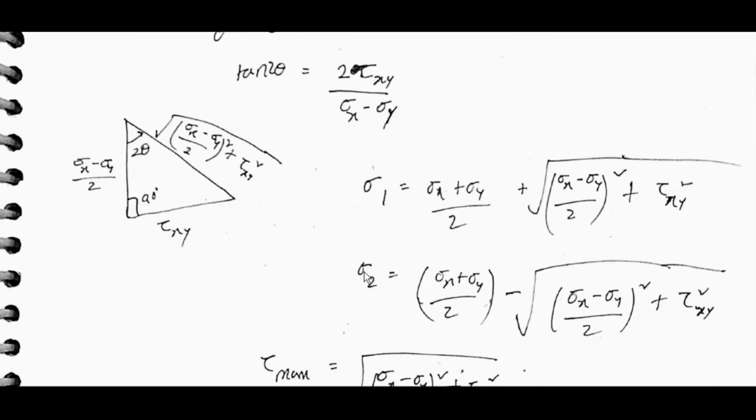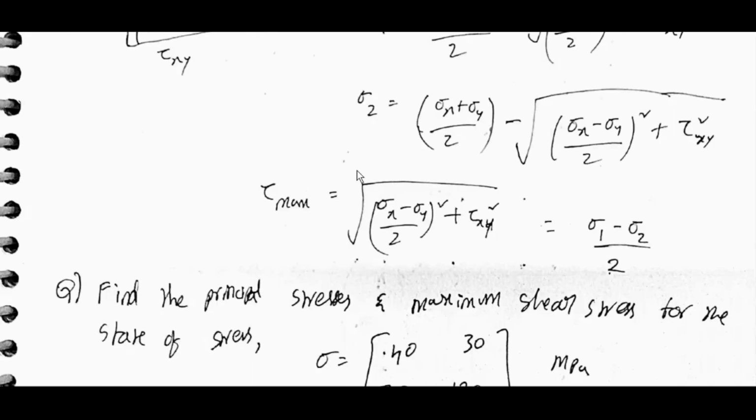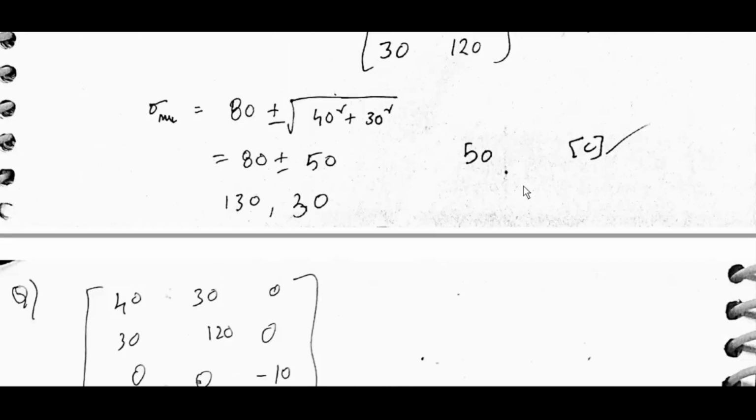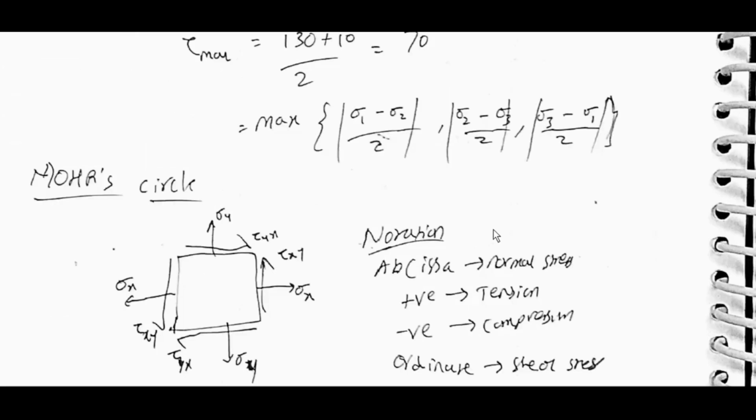Sigma 1 is equal to sigma x plus sigma y by 2 plus root of sigma x minus sigma y by 2 whole square plus tau xy square. Sigma 2 is equal to sigma x plus sigma y by 2 minus the same root. Tau max is equal to root of sigma x minus sigma y by 2 whole square plus tau xy square, which is sigma 1 minus sigma 2 by 2. These can be solved using the above formulas.